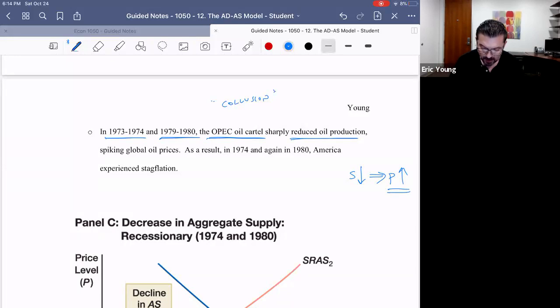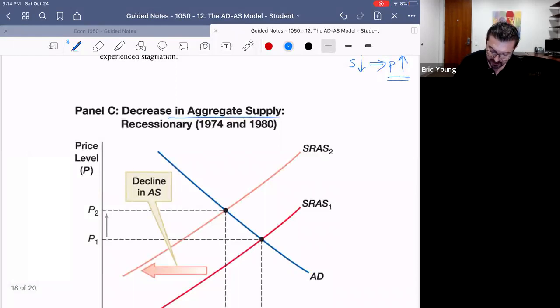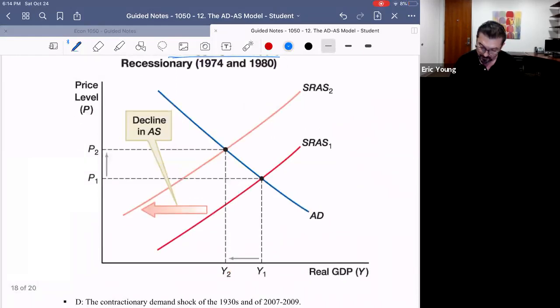Again, in response to OPEC cartels' reduction of oil production quotas, we saw a global decrease in oil production. Predictably, we saw a global increase in oil prices. You know that oil is a critical component of supply. This led to a massive decrease in AS. The results were predictable. We have SRAS1 and AD, so our original situation here with our original output level and price level. And you guessed it, we're going to get the real bad one here.